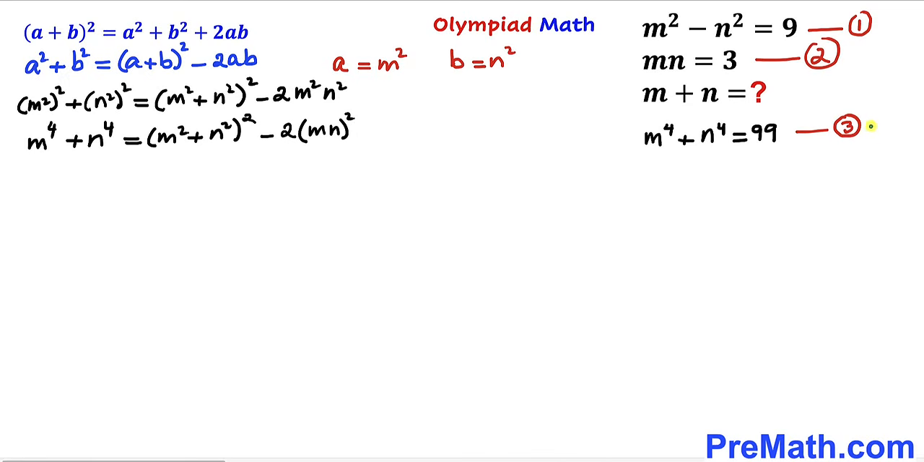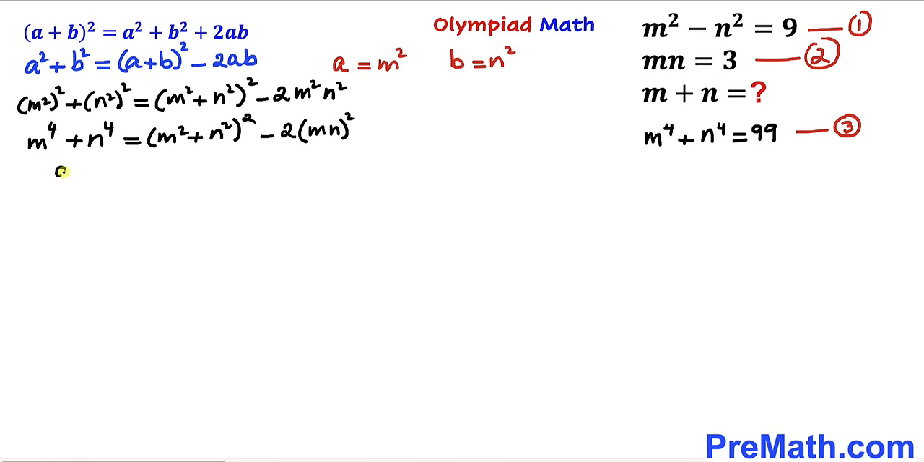Now let's focus on equation 3. m power 4 plus n power 4 is 99, so I'm going to substitute that value on the left hand side as 99. Now let's focus on equation 2. m times n value is 3. I'm going to substitute that 3 value here.